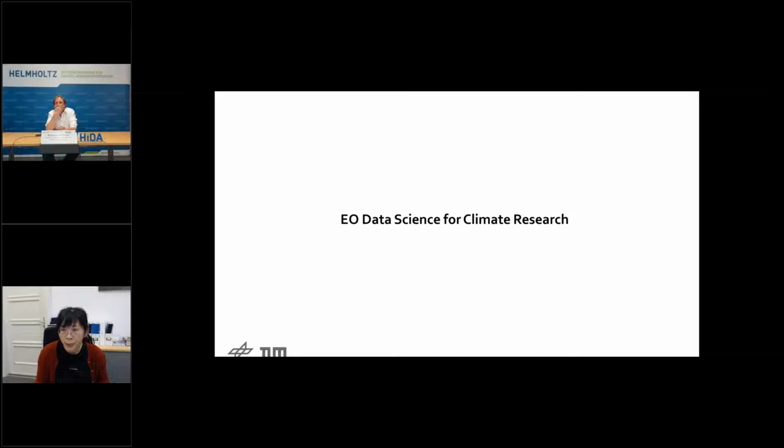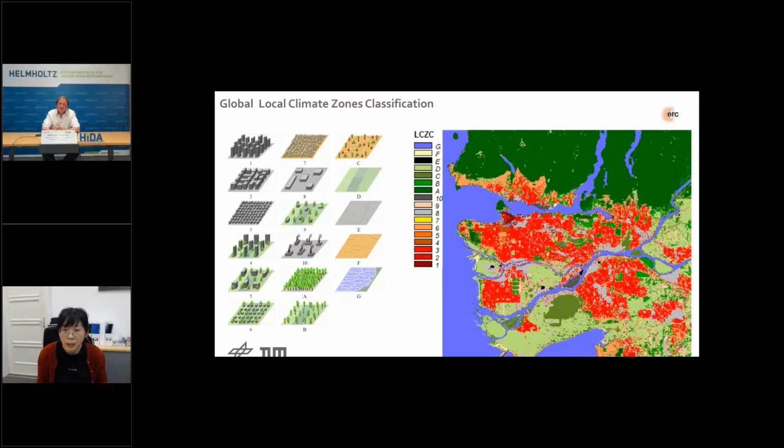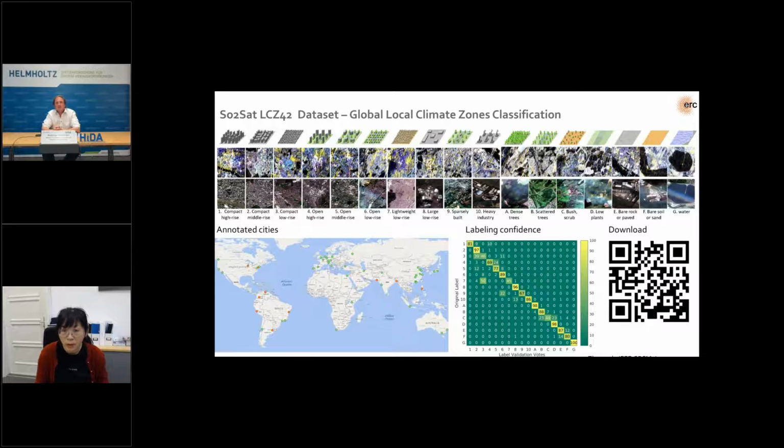I give two quick examples for climate research. For you who have experienced the past years, we had very hot summers and urban climate is a very important topic at the moment. In order to better understand where the possible heat islands are, we need to do a classification of local climate zones. These are 17 classes describing how compact the buildings are, how high the buildings are, and what percentage is green.